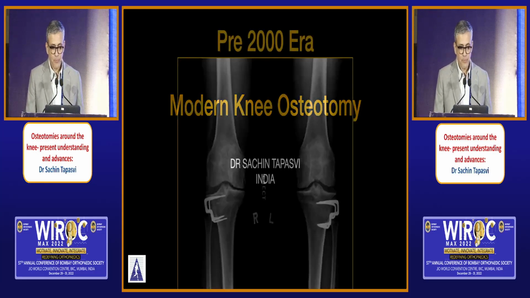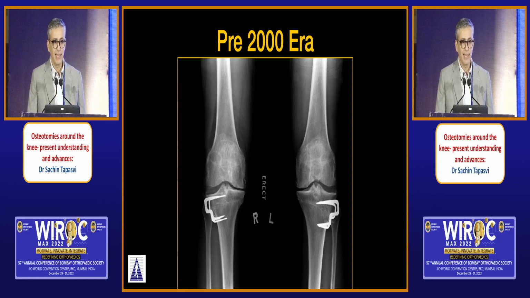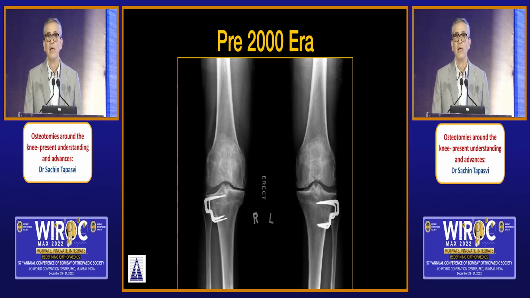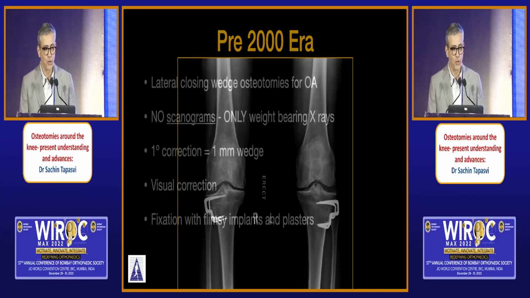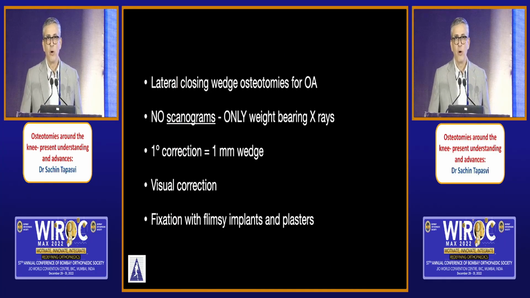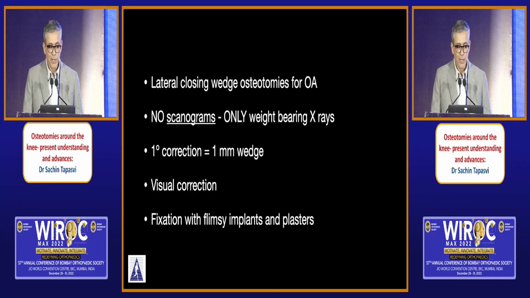I'll be speaking today on modern knee osteotomy, basically giving just an insight into what the next couple of talks are to be. So essentially, if you look at what we were and what we are, I think the pre-2000 era was all about performing a Coventry type of osteotomy, where we predominantly did lateral closing wedge osteotomies for osteoarthritis based on simple weight-bearing X-rays, and used a calculation that 1 millimeter was 1 degree of correction.